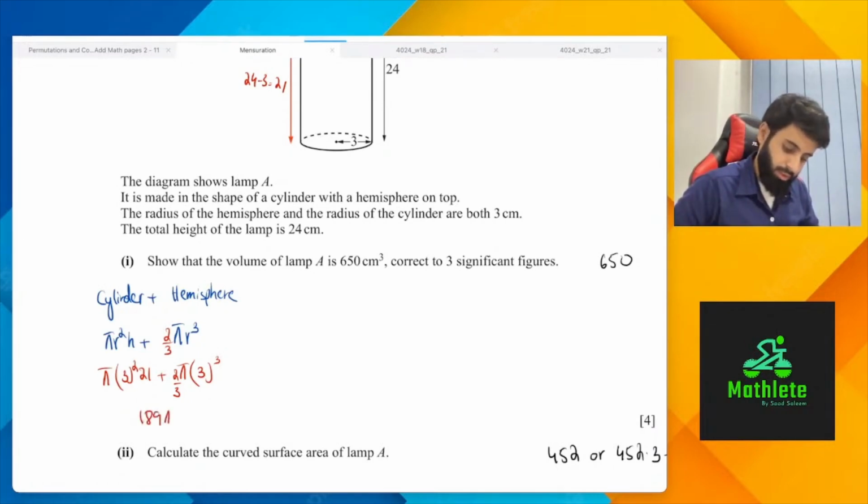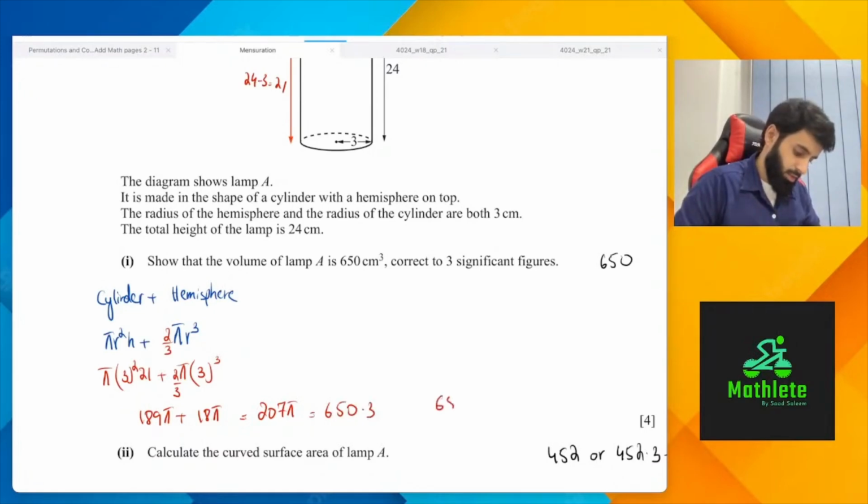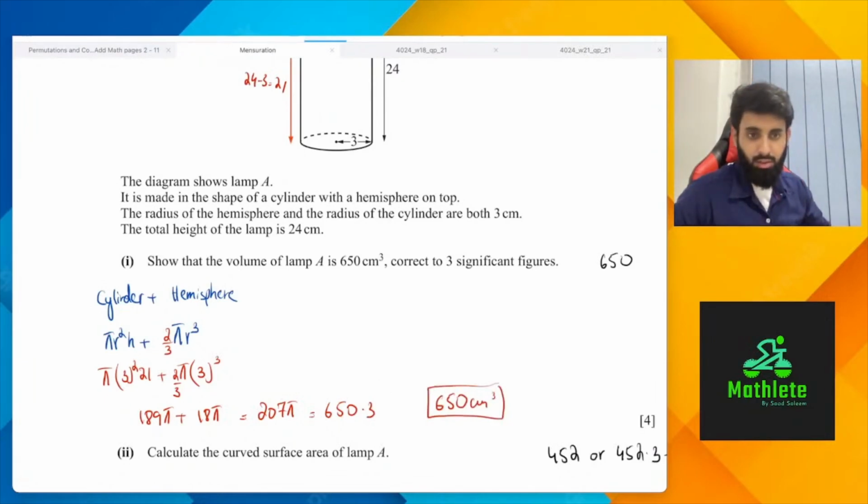ठीक है, आंसर एंड में राउंड ऑफ कर लेंगे. 27 divided by 3 into 2, so that's 18 pi. So 189 plus 18 pi is 207 pi. Now let's work it out. Actually, k किसके बराबर है? So this is equal to 650.3, which is going to be 650 centimeter cube. Correct to 3 significant figures.